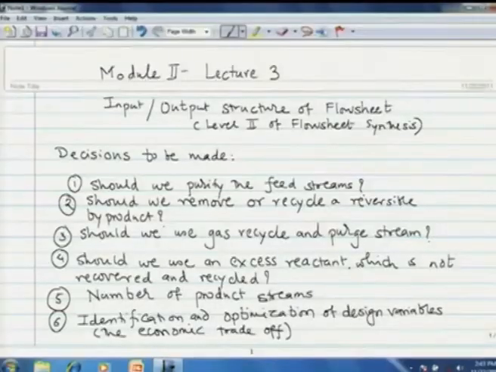We are now in module 2 of our course, which is flowsheet synthesis. In the previous 2 lectures, we saw the hierarchical approach to flowsheet synthesis. The hierarchical approach essentially consists of 5 steps.